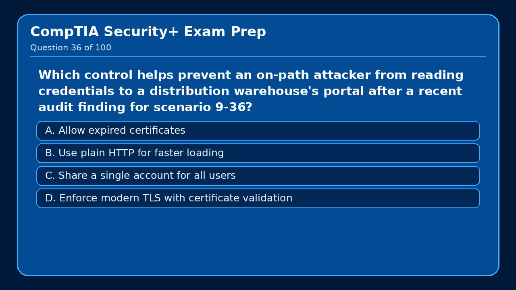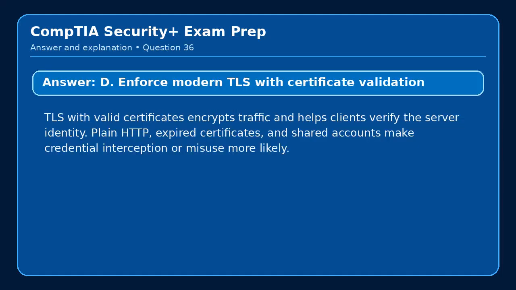The answer is B. Dynamic ARP inspection. Dynamic ARP inspection helps block malicious ARP responses based on trusted bindings. Email journaling, masking, and password history do not validate ARP traffic.